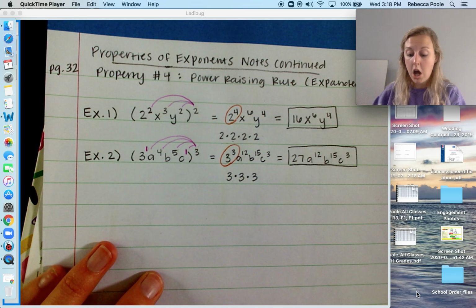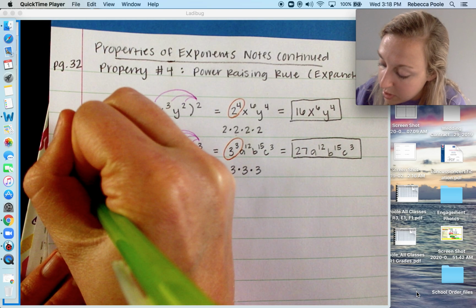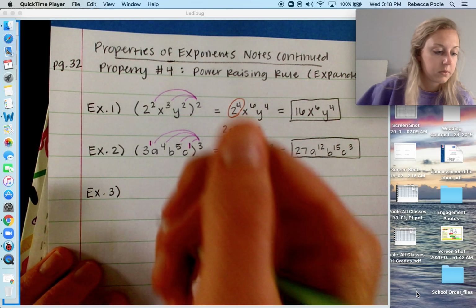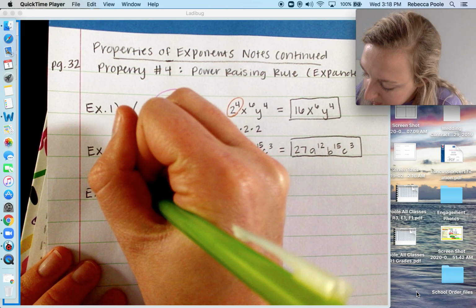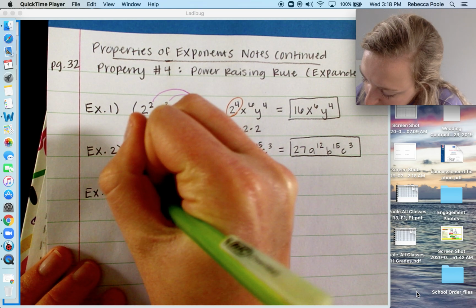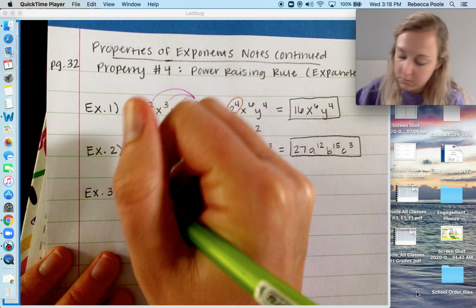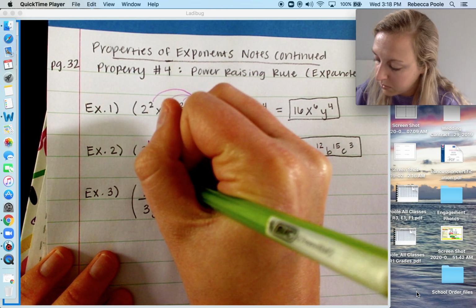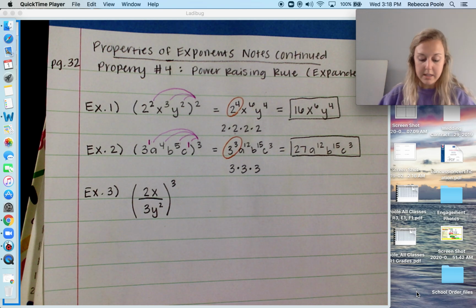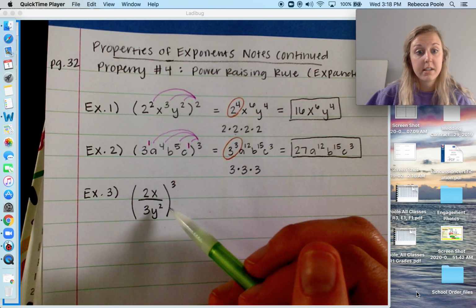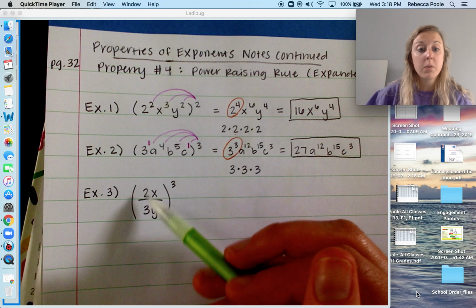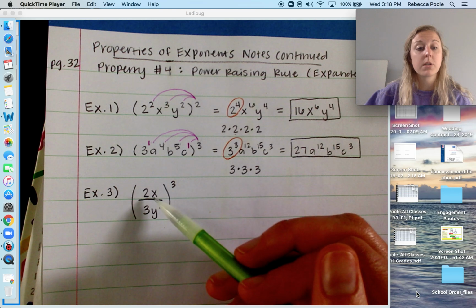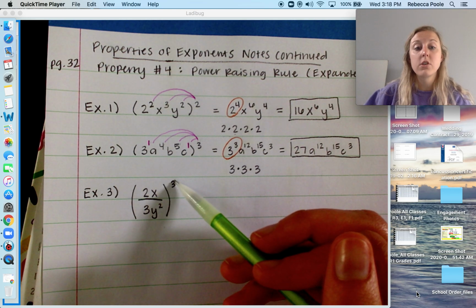Okay? Now there's another way you could see this power raising rule. So I'm going to give you another example. Okay, you could see this power raising rule look like this. So we're still taking more than one power on the inside because we have multiple things that have multiple exponents, right? Multiple terms. And we're raising all of that to the 3rd.